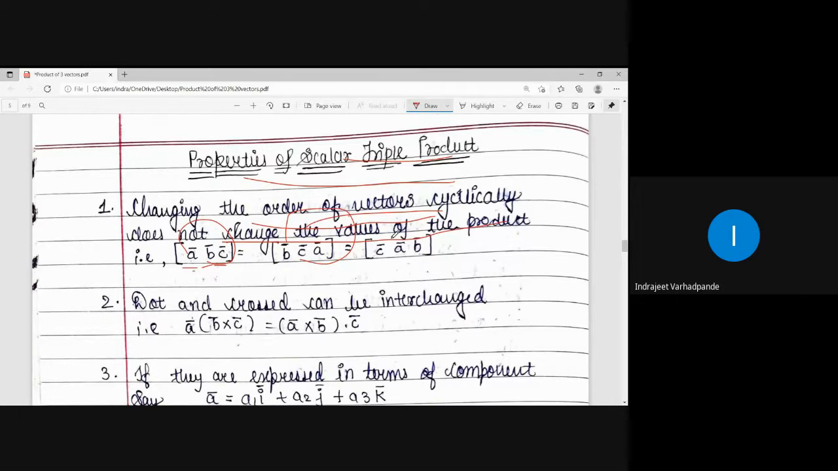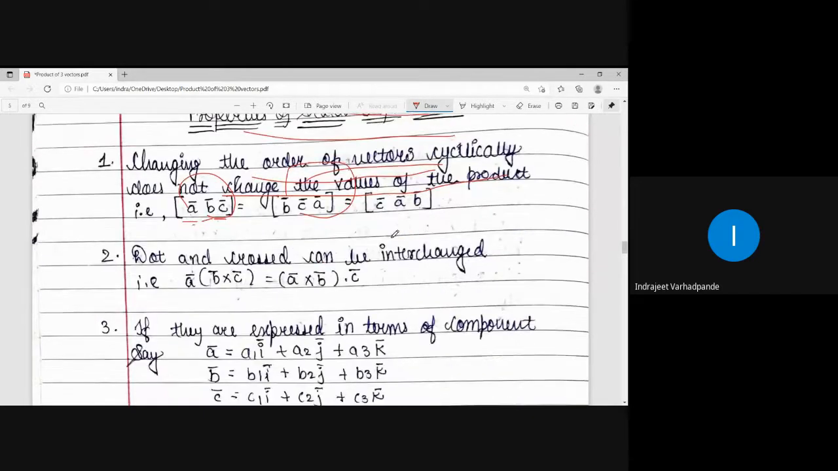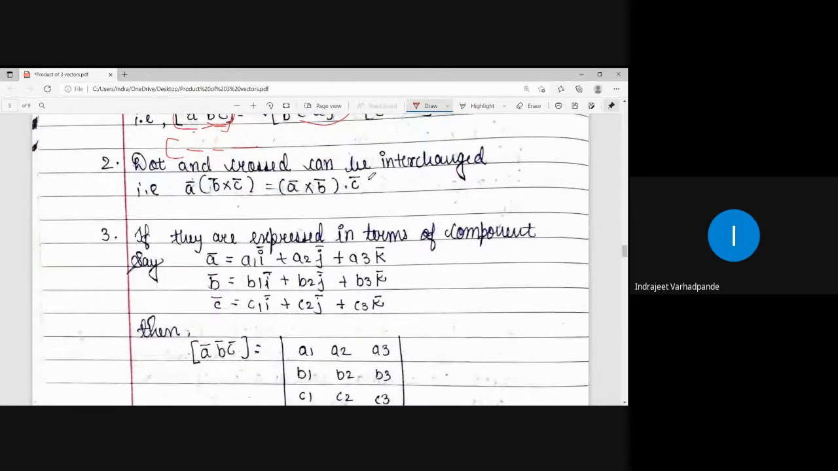So this is one of the peculiar properties or characteristics of the scalar triple product, which is also called the box product, represented by a box. Square brackets represent the box: box product a bar space b bar space c bar. Dot and cross can be interchanged. A bar dot b bar cross c bar can be written as a bar cross b bar dot c bar.